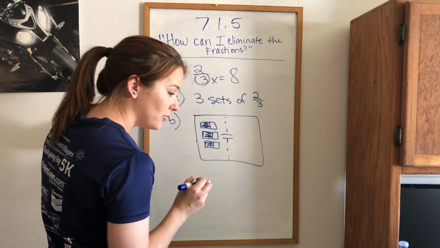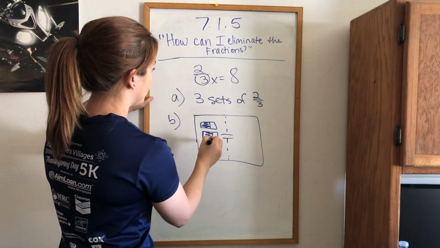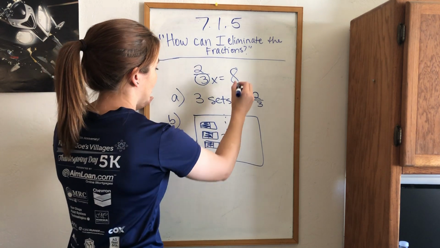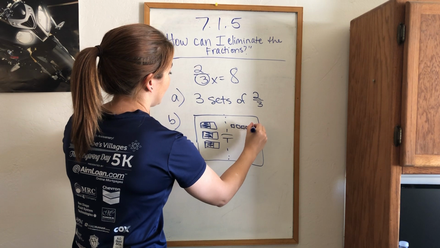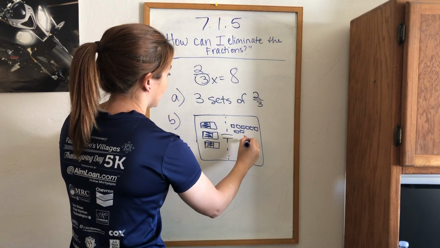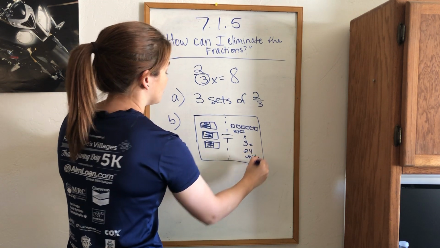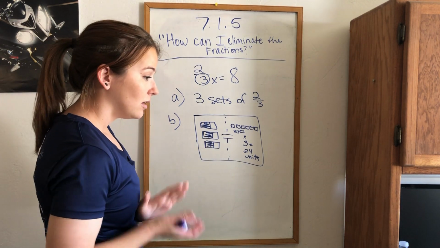Okay, so now on the other side, if we have 3 sets of 2/3, we need to make 3 sets of 8 because we have to balance the equation. So 3 sets of 8, 1, 2, 3, 4, 5, 6, 7, 8. And for sake of time, I'm just going to put times 3, which is 24 units. So there'd be 24 cubes on that side.